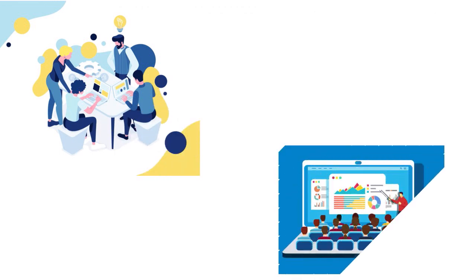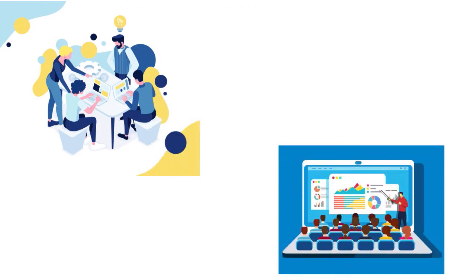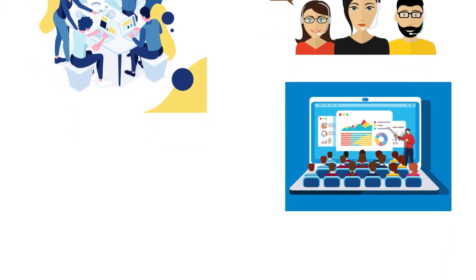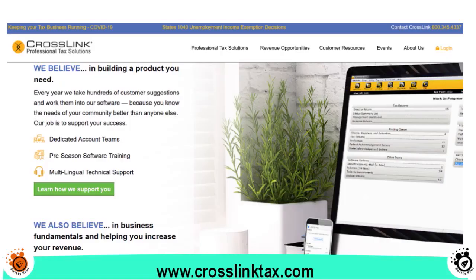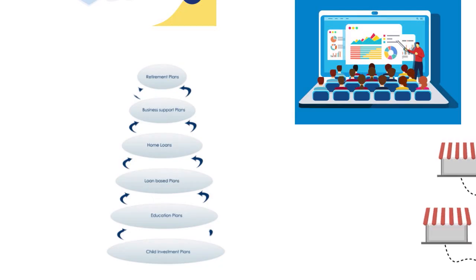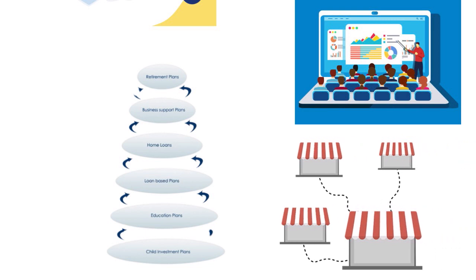And so they have dedicated account teams, you have pre-season software training, and you have multilingual technical support. Okay, and they also have financial products that help you. They have industry leading rebates, they are affordable, and they also have ancillary product offerings. So whether you are a single tax office or multiple tax offices, you really want to go with this CrossLink software provider. They also cater to franchises. As a matter of fact, they have their own franchises and service bureaus.